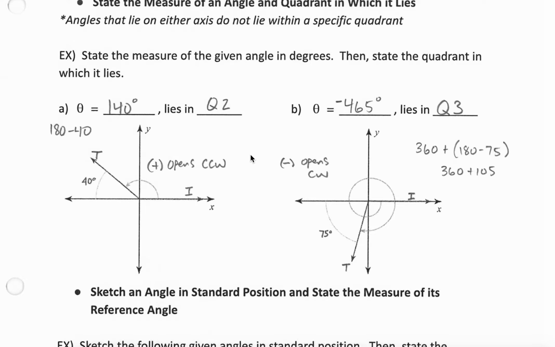All right, so state the measure in degrees and the quadrant in which it lies. Here's our angle, here's our initial side, opening up counterclockwise. We know we're going to have a positive answer. Here's our terminal side where it ends.